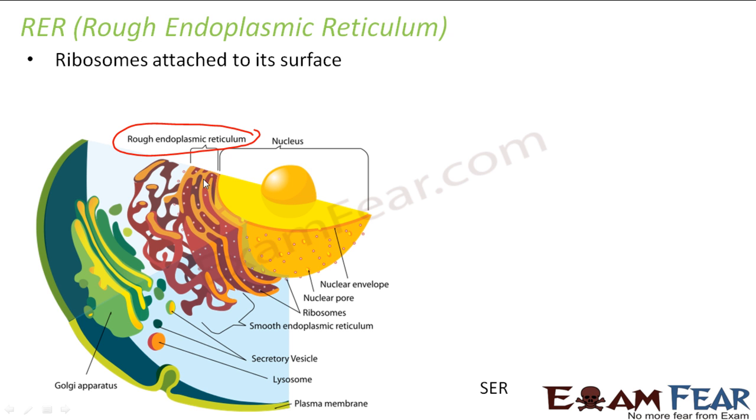So this portion, this region is rough endoplasmic reticulum. You can see the dotted structure, right? White dots are there, and these white dots are nothing but ribosomes. Ribosomes are present on the surface of this endoplasmic reticulum, because of which the surface gets a rough appearance, and that is why this kind of endoplasmic reticulum is known as rough endoplasmic reticulum.